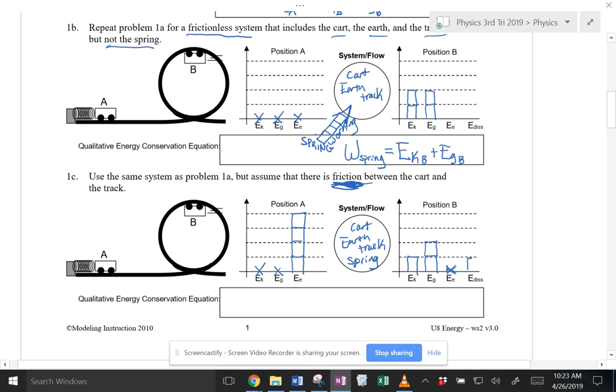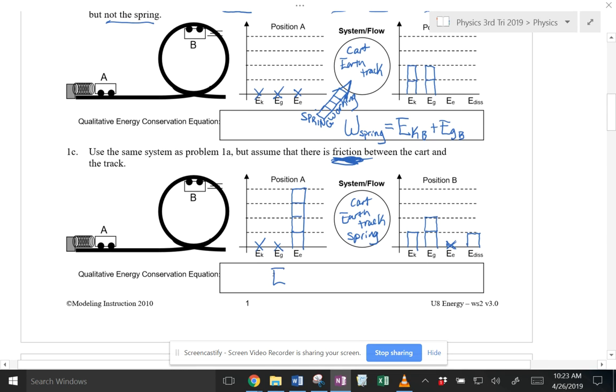So this is where we're going to introduce dissipation. All right? Friction took some of that energy that was in the motion of the cart and caused it to heat up the track. Or maybe it made a lot of noise. Maybe it made a scraping sound. Okay? So now I have E at A, and it's equal to EK at B, EG at B, and E dis at B.